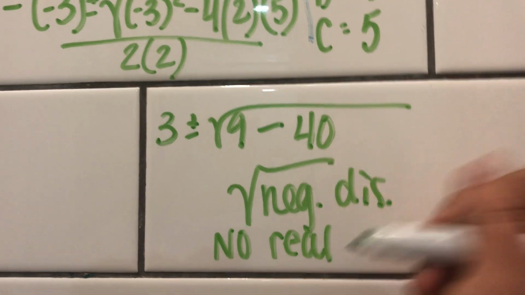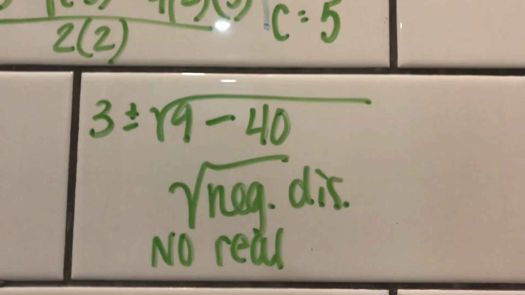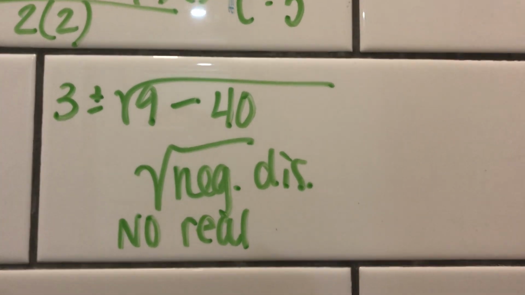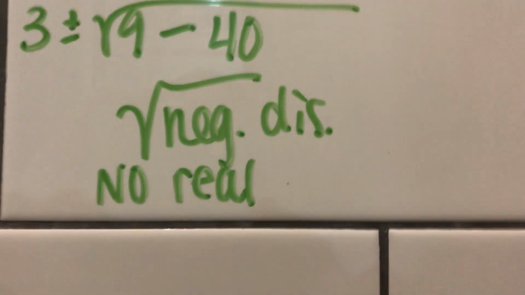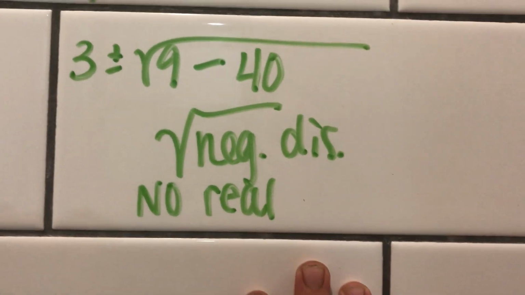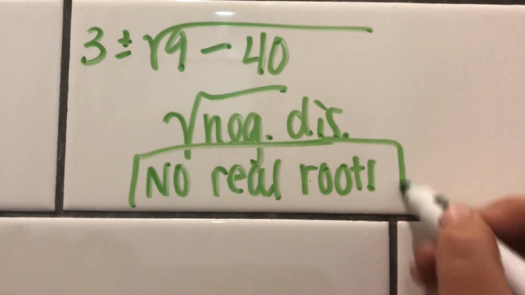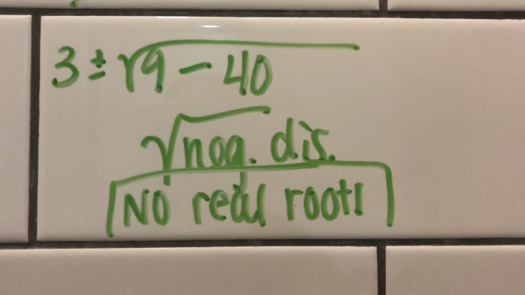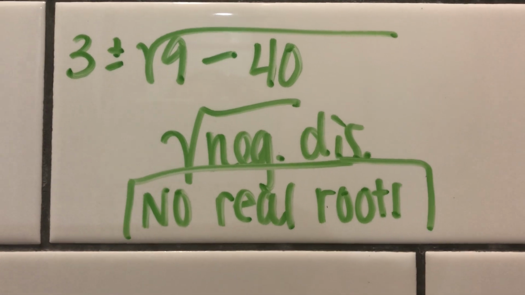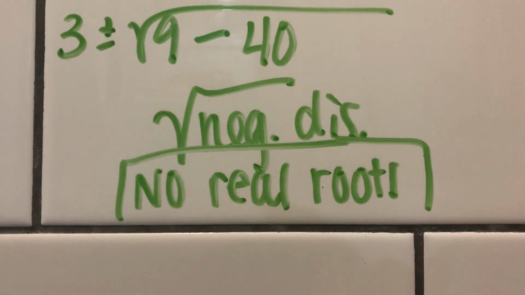Now when you get into freshman year, when you get into geometry, algebra 2, you're going to be able to figure out what that means, what a negative square root means. But in 8th grade and algebra, we just say no real roots. We have imaginary roots. We're not using i. We're done at no real roots.